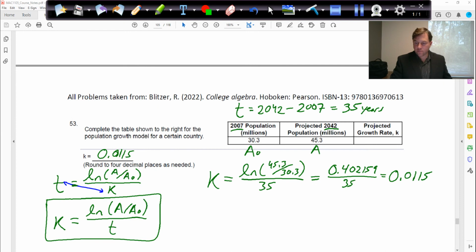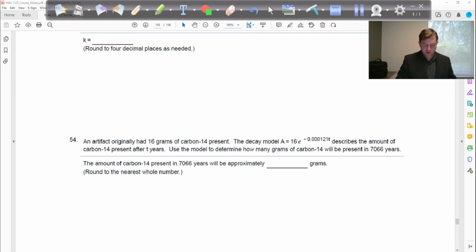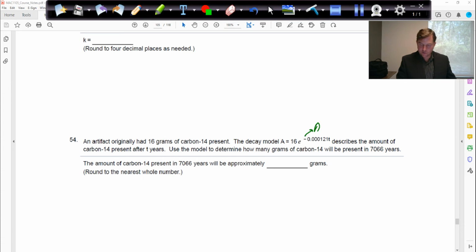Now do 53. Okay, in 54, it's a straight up plug and chug the original equation. It says we have an artifact that originally had 16 grams of carbon-14 present. The decay model is 16 grams, that's the starting amount, times e to the minus, so notice this is decaying now. You're losing particles, so this is called radioactive decay. It describes the amount of carbon-14 present after t years. Use the model to determine how many grams will be present in 7,066 years. So they told us t, and we just have to plug all this in.